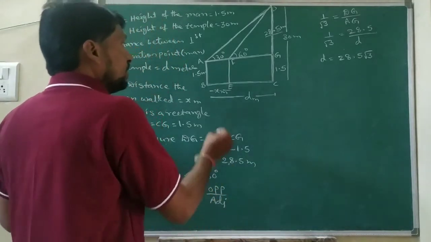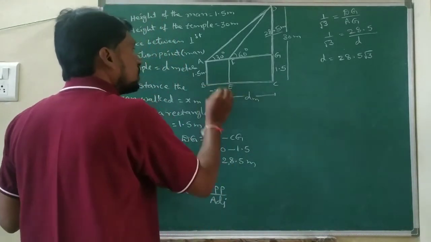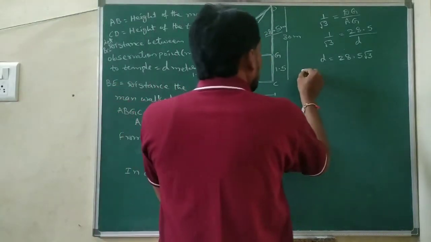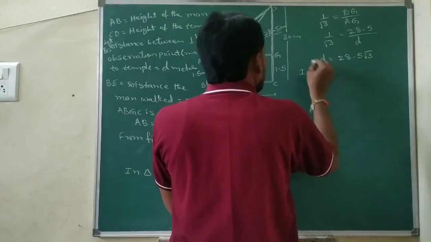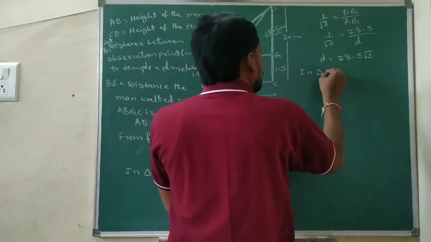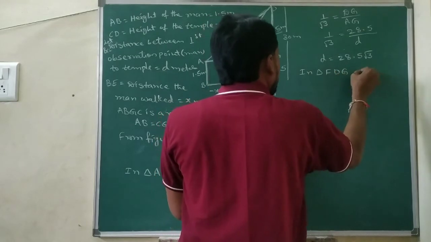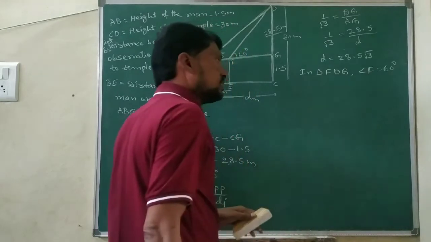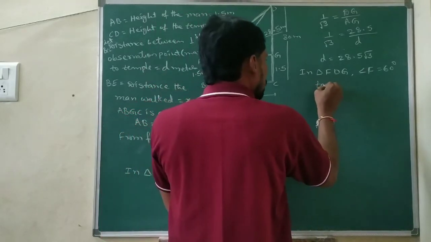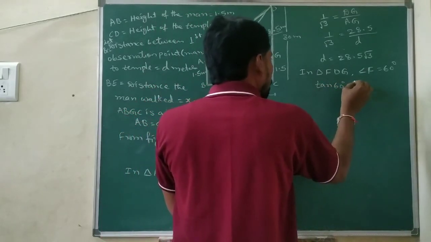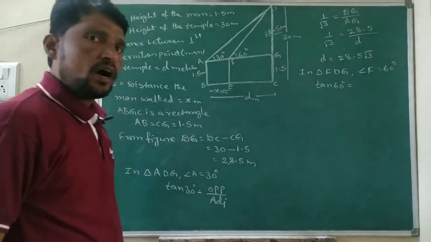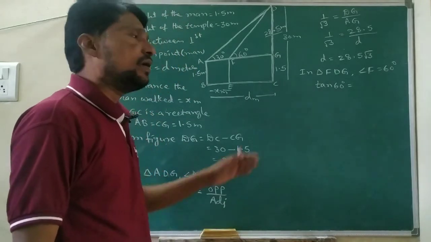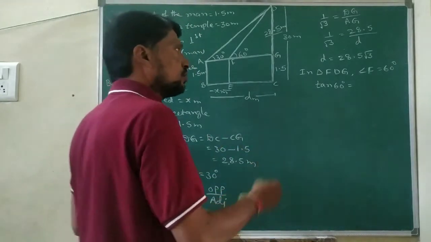Now, we need to find how much he walked. That is BE only we need to find. Now this one we have to take in triangle FDG. Angle F equals 60 degrees. Same, I am taking tan only. Why? Because here we have opposite and adjacent, and the trigonometric ratio for opposite and adjacent is tan or cot. But we always use tan only. That's why I took tan.